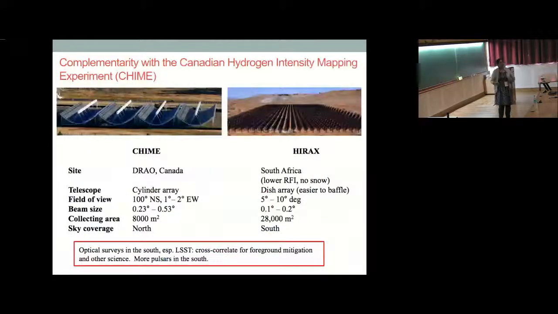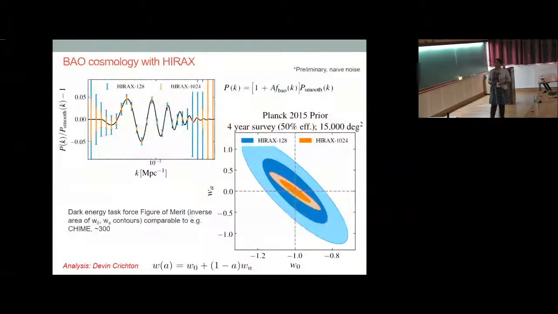So HIRAX is quite similar to its northern counterpart, CHIME, the Canadian Hydrogen Intensity Mapping Experiment. There are a few differences. One of the advantages of HIRAX is the southern hemisphere location, and it makes it easier to do cross-correlation studies with CMB observations, which are more located in the southern hemisphere, as well as some optical experiments like DES, LSST, and so on. And since you can see more of the center of the Milky Way in the southern hemisphere, we hope that there will be more pulsar observations there.